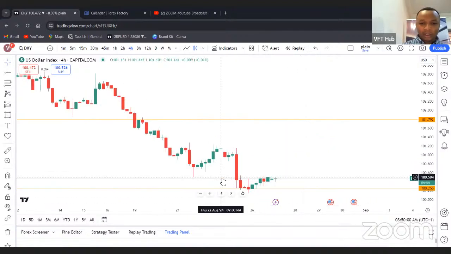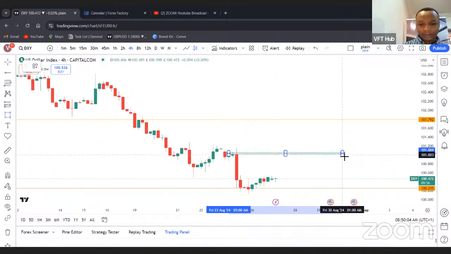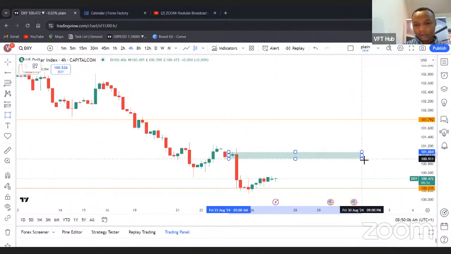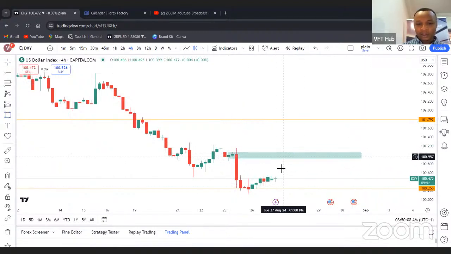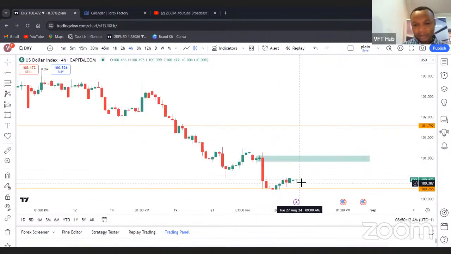But before then, I would want to see it fill up this fair value gap all the way to this other block right here. Okay, so I want to see the Dixie first of all buy all the way to this level, give some reaction before it buys all the way here. However, intraday bias is for the Dixie to buy all the way to this level right here.